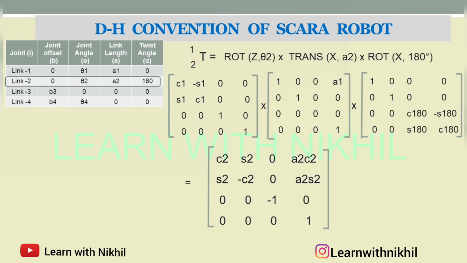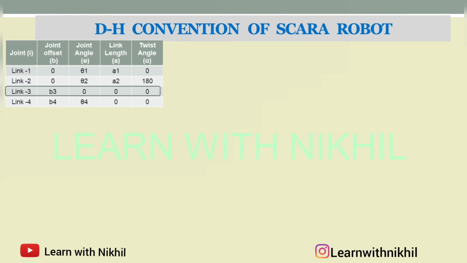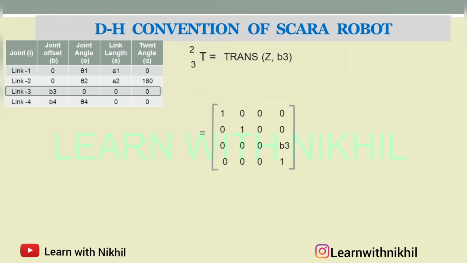Similarly, for the prismatic joint, the third joint, as you can see, here you have only B3. So here you have only translation, that is B3. So transformation of 3 with respect to 2 is only translation of joint offset. The translation is along the z axis, with a distance of B3. So this is the translation matrix. B3 will come here. If it was x, the value is here. For y, the value is here. For z, the value is here. So this is the matrix for transformation of 3 with respect to 2.